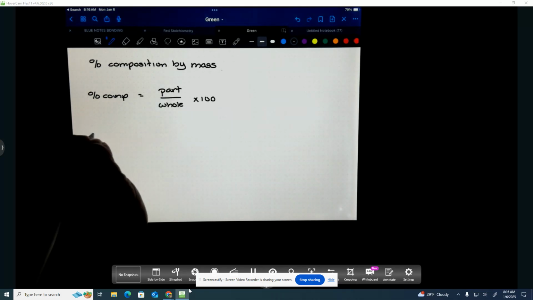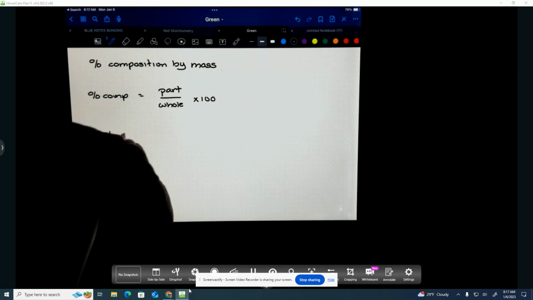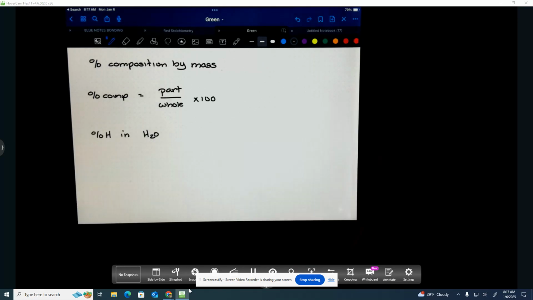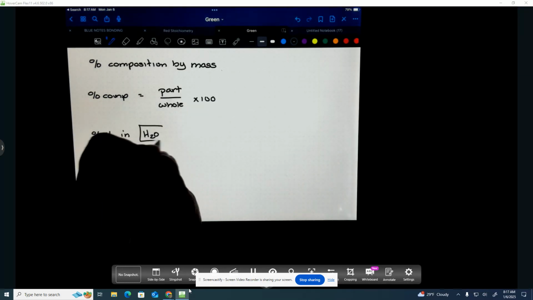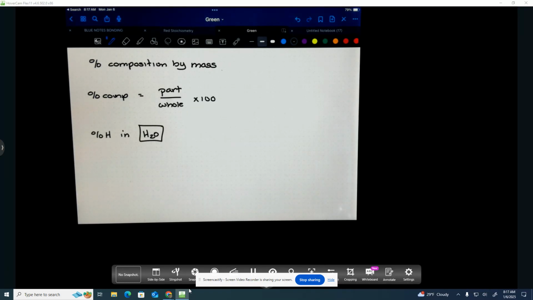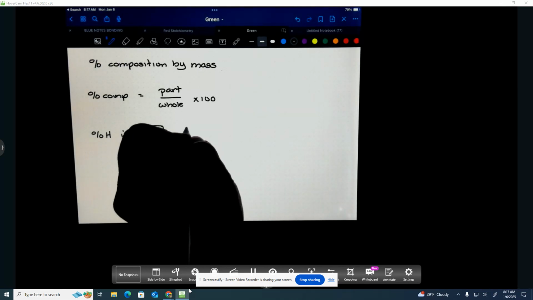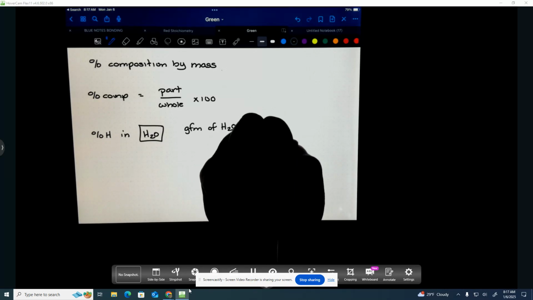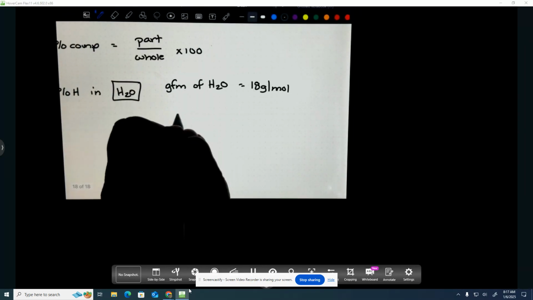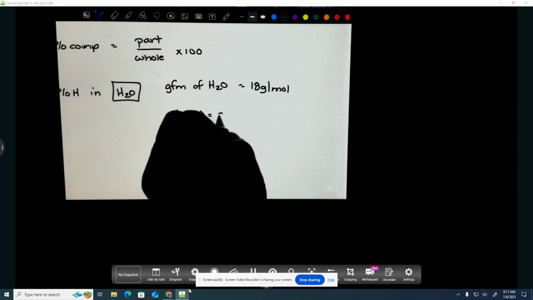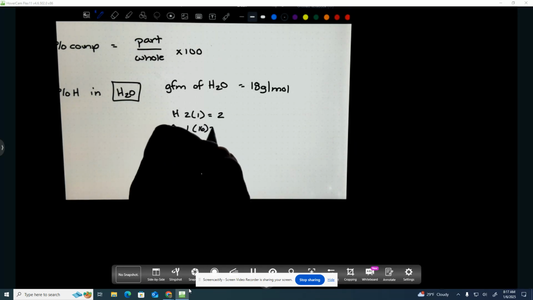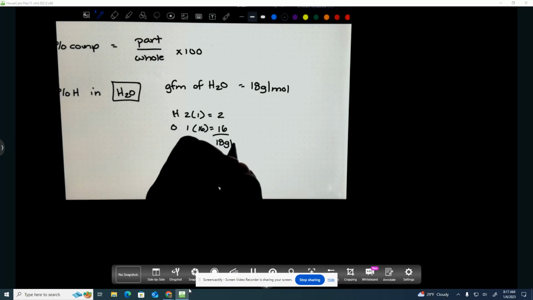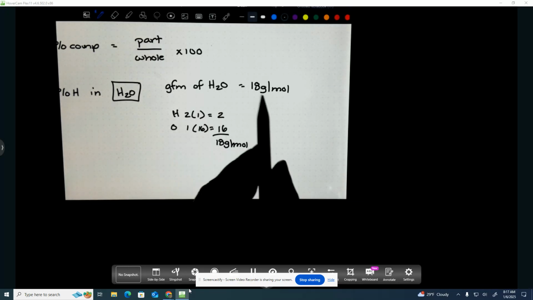Okay. Let's say we want to find the percent of hydrogen in H2O. How much of one group of water is going to be hydrogen? So we're going to find the gram formula mass of water, which we know is 18, right? But let's just do it out so you have all the numbers where you need them. Hydrogen, there's 2 of them, they weigh 1 apiece. Oxygen, there's 1 of them, it weighs 16. So the whole thing weighs 18 grams per mole.